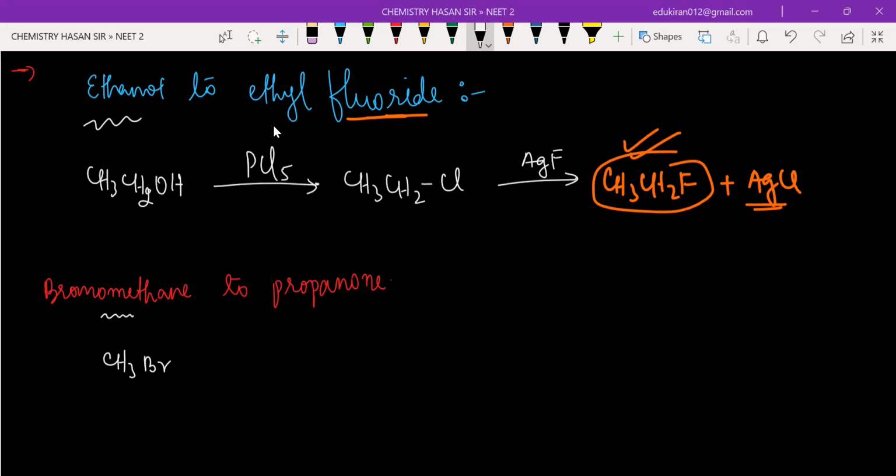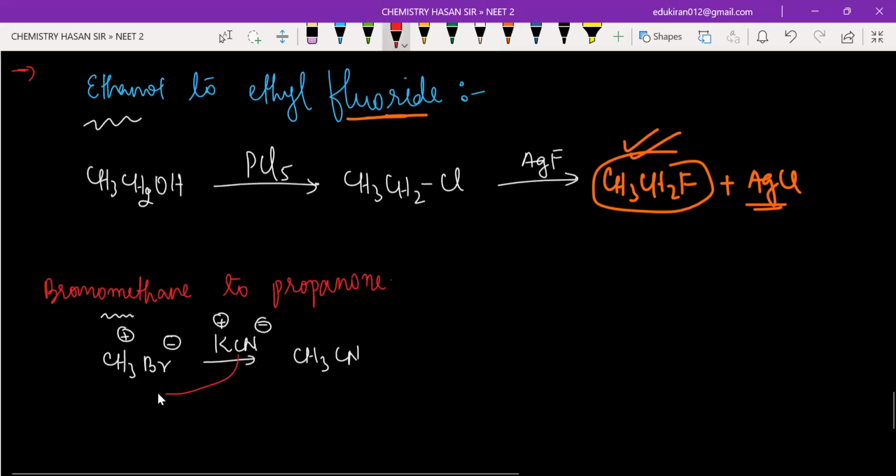In bromomethane, what you need to do, I'm going to react this with KCN. So if I'm going to react this with KCN, what will you get? You will get CH3CN. Basically, negative is there, positive is there, and here negative is there, positive is there. So negatively charged will go with positive, and you will get CH3CN, and that is called acetonitrile.